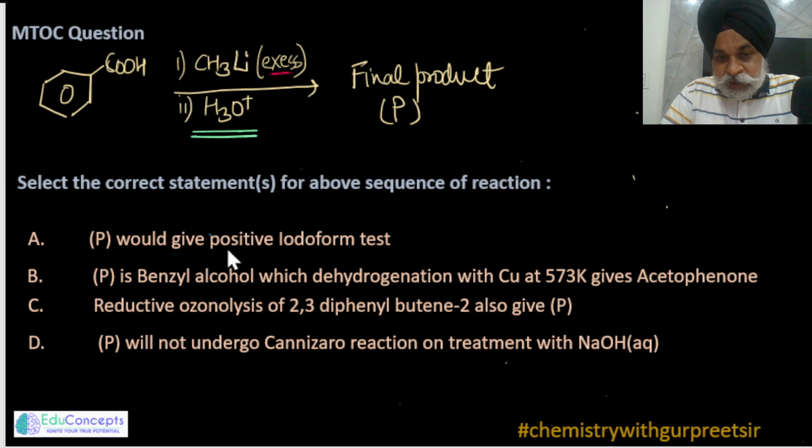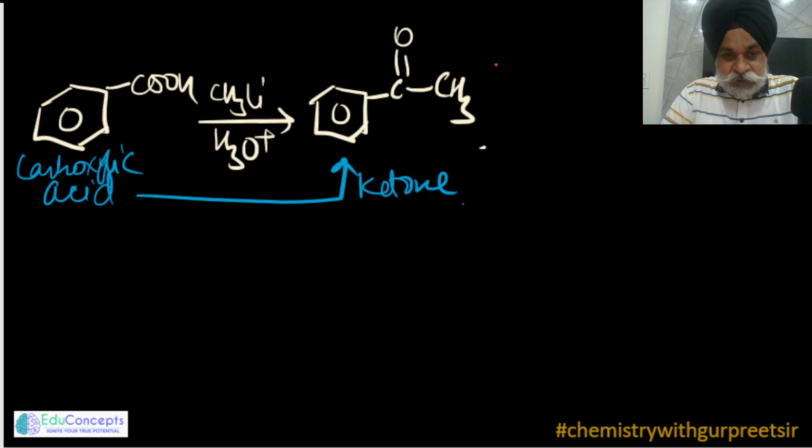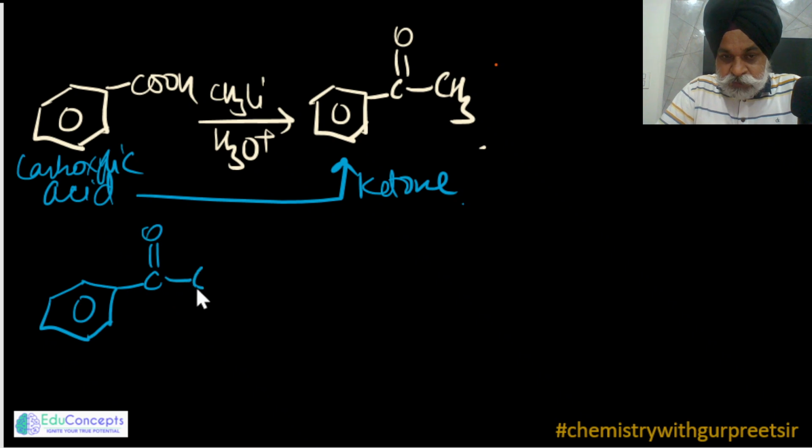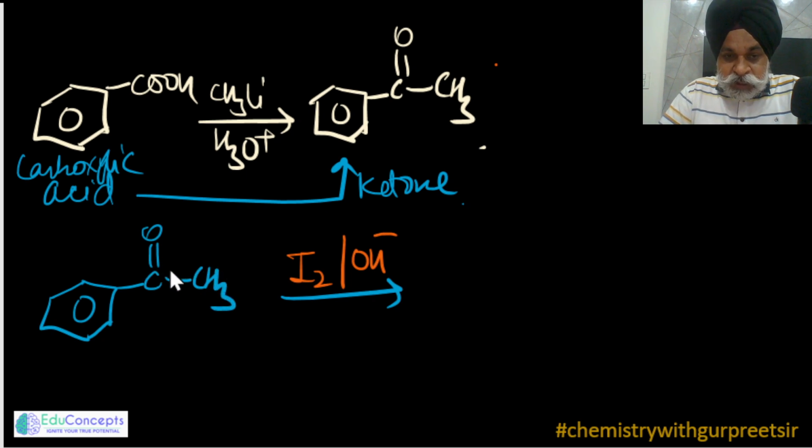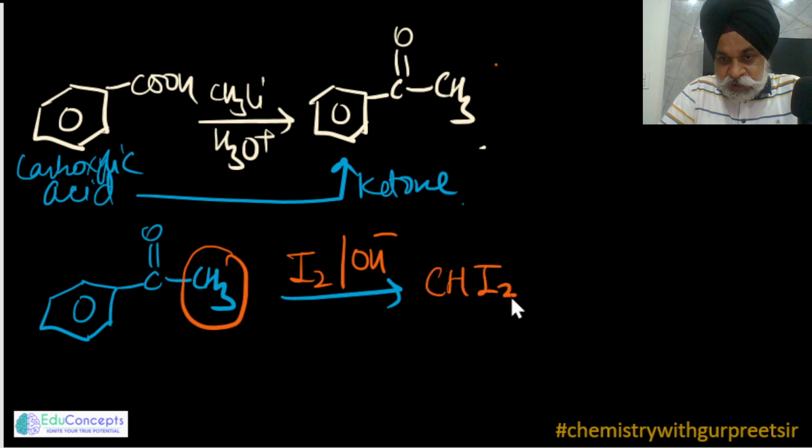First, they are asking whether it would give the iodoform test. Yes, it is going to give the iodoform test, for which I already have made many videos, so you can cross check that. I will place the link in the description box. Here the iodoform reagent is iodine treated with a substrate in an alkaline medium. Along with the CO group, you have a CH3 group. This CH3 would definitely get converted into CHI3.